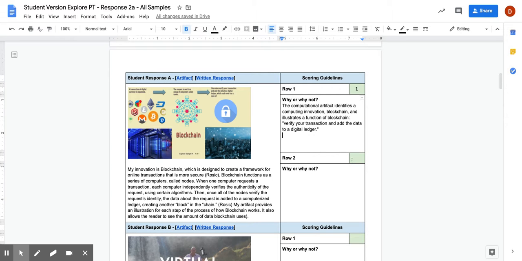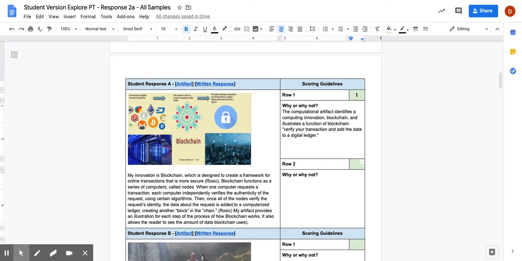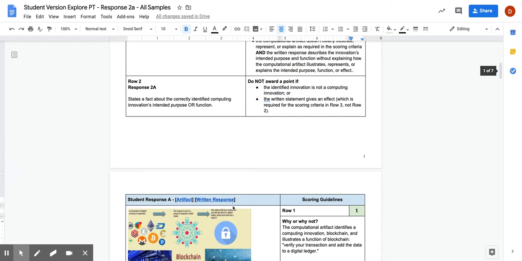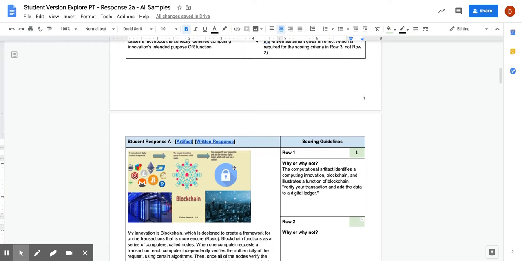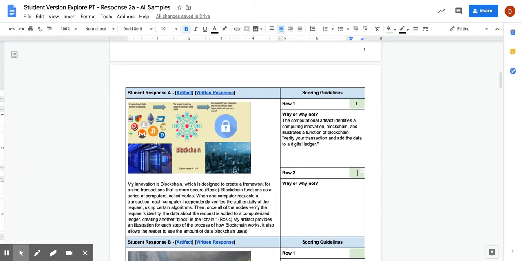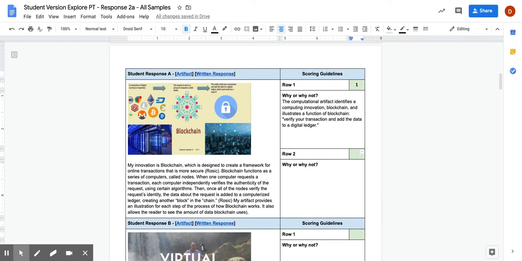So have they earned the point for row 2? Now we want to go back up and look at response 2A, row 2. Did they state a fact about the correctly identified computing innovation's intended purpose or function? They have stated that, so they do earn the point there. Let's talk about why that is. For row 2, we can say, yes, they earned the point. How did they earn the point?